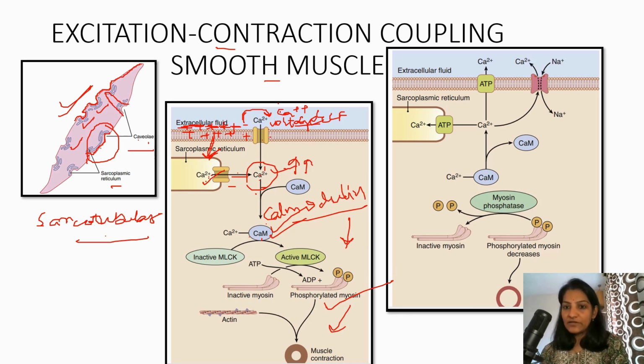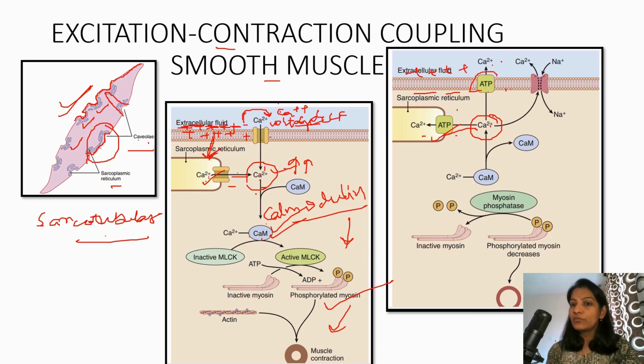Now in the right side of the diagram, the relaxation is shown. During relaxation, what will happen? Here the membrane potential will come back to its resting stage, and the calcium ion will have to go back into ECF and into the sarcoplasmic reticulum, and with the help of ATPase pumps, on both sides the calcium ion will be taken back. So this increased calcium will go back into the sarcoplasmic reticulum with the help of ATPase pump, and it will go back into ECF with the help of this calcium ATPase pump.